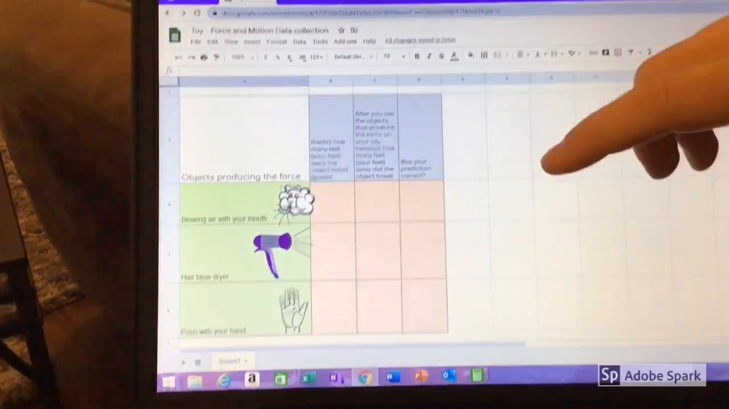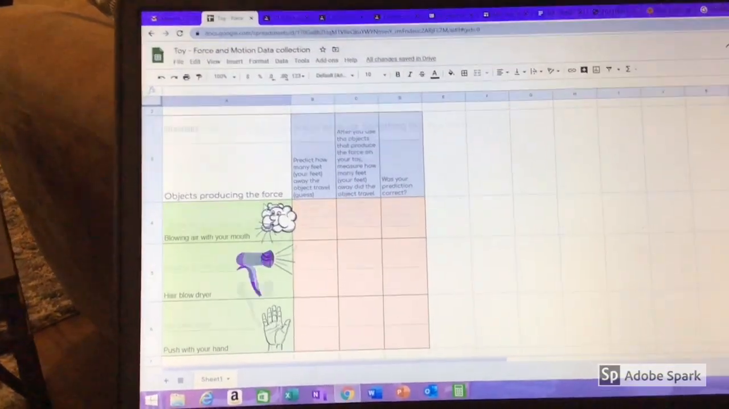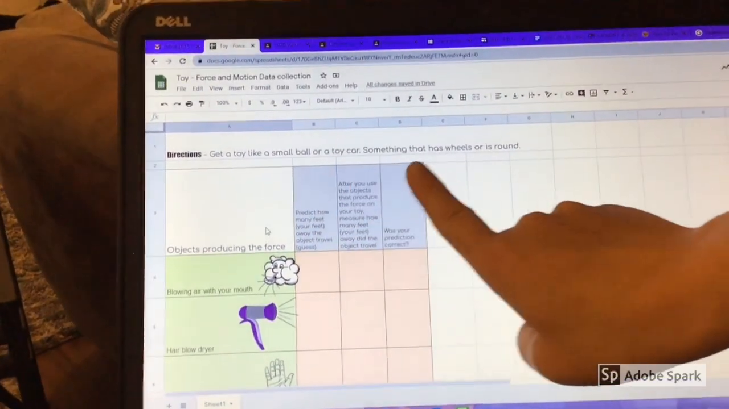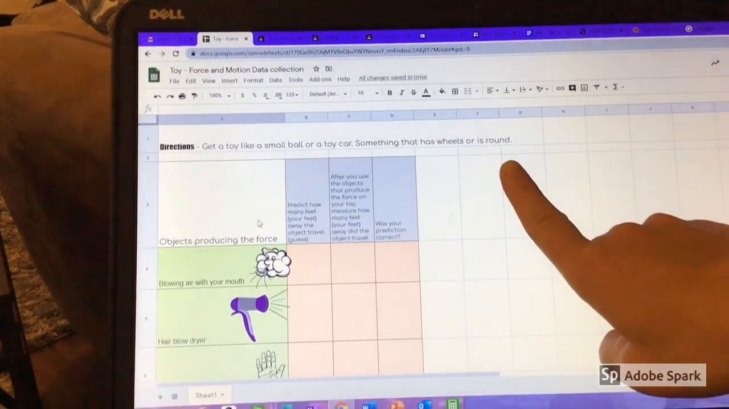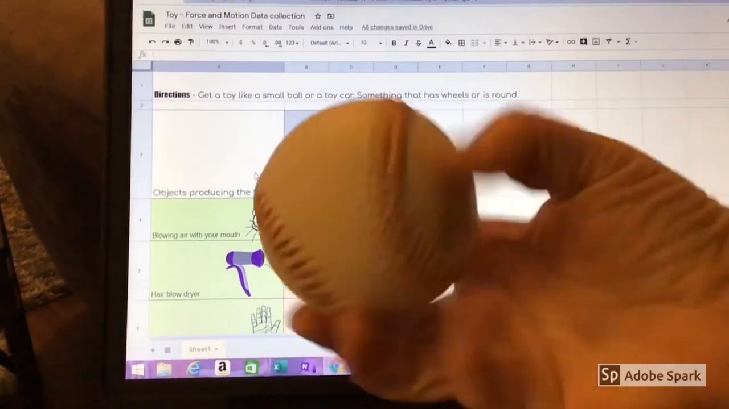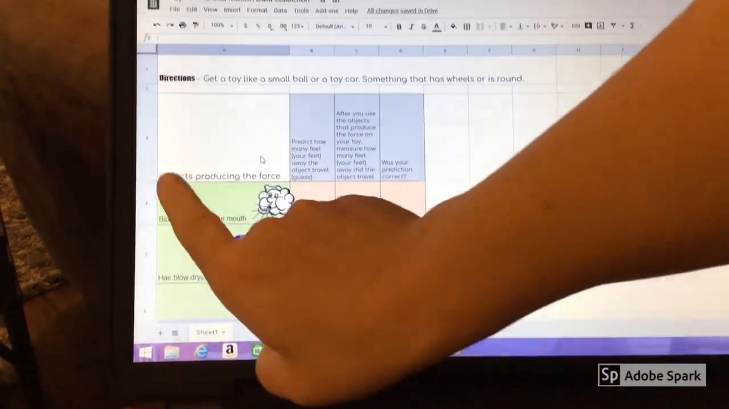So here's the Google Sheet that we're going to use today for our experiment. So let's look at the directions. Get a toy like a small ball or a toy car, something that has wheels or is round. So I used a baseball for my experiment.